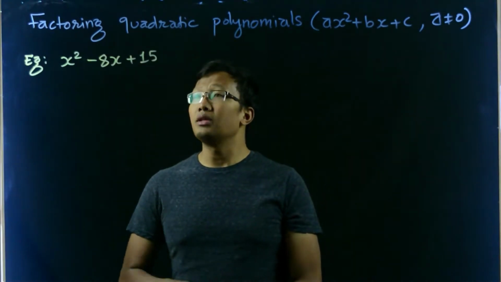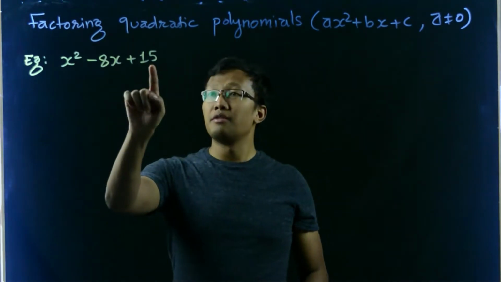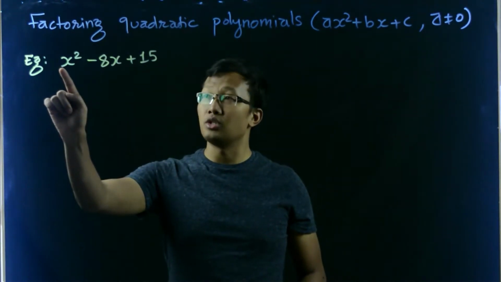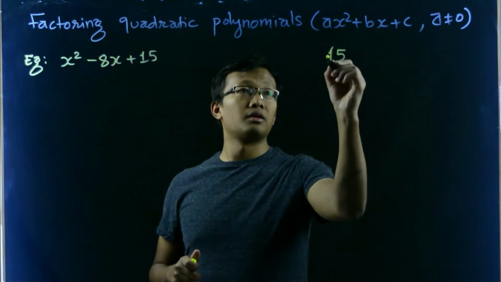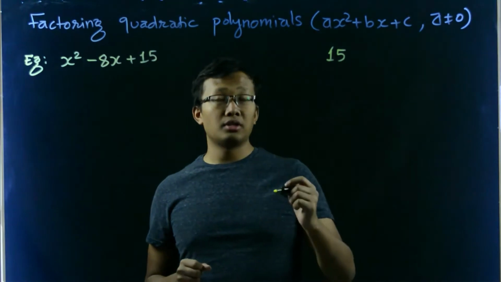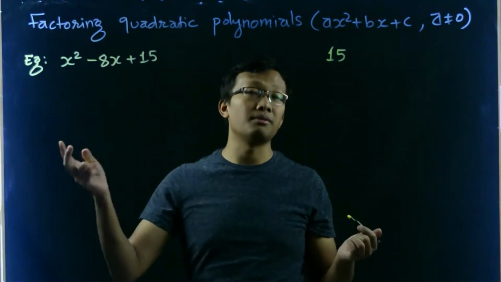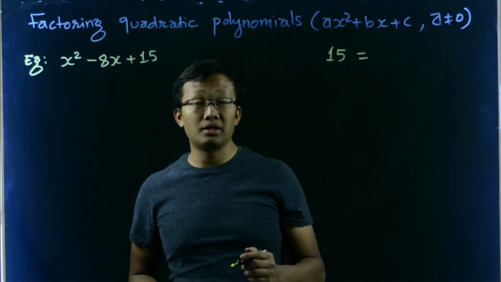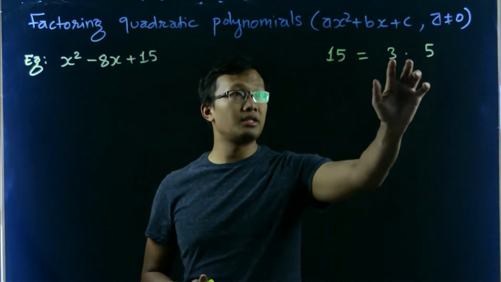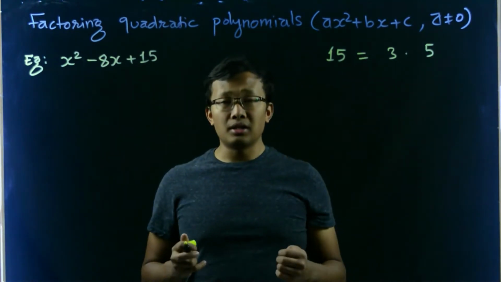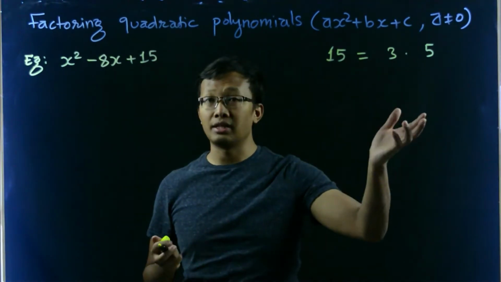Let's take another example: x² − 8x + 15. 15 times the leading coefficient, which is 1, is 15. We will factor this out in such a way that those two factors will sum to −8. 15 can be written as 3 times 5, and 3 plus 5 is 8. But we can see that we have −8 instead of 5 plus 3, 8.